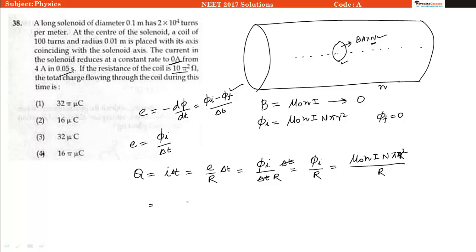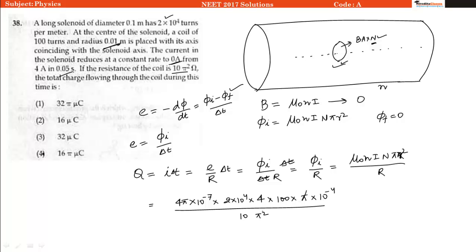resistance. Now putting the values, 4 pi into 10 raised to power minus 7, that is my mu naught, multiplied by n, which is given to us as 2 into 10 raised to power 4, multiplied by current, which is initially 4 ampere, multiplied by the number of turns of this small coil, which is equal to 100, multiplied by pi multiplied by radius square. Radius is 10 raised to power minus 2, so that is 10 raised to power minus 4, and dividing this by the resistance, which is 10 pi square.